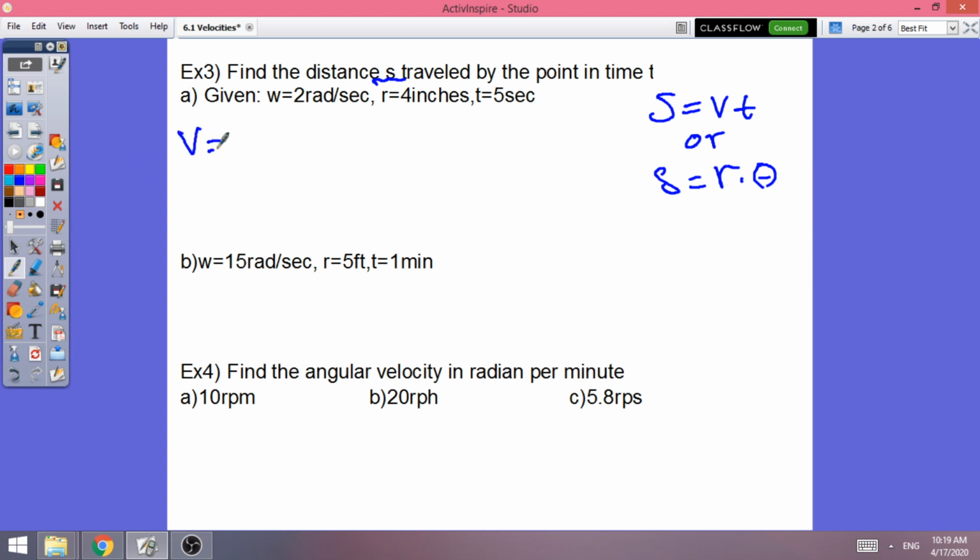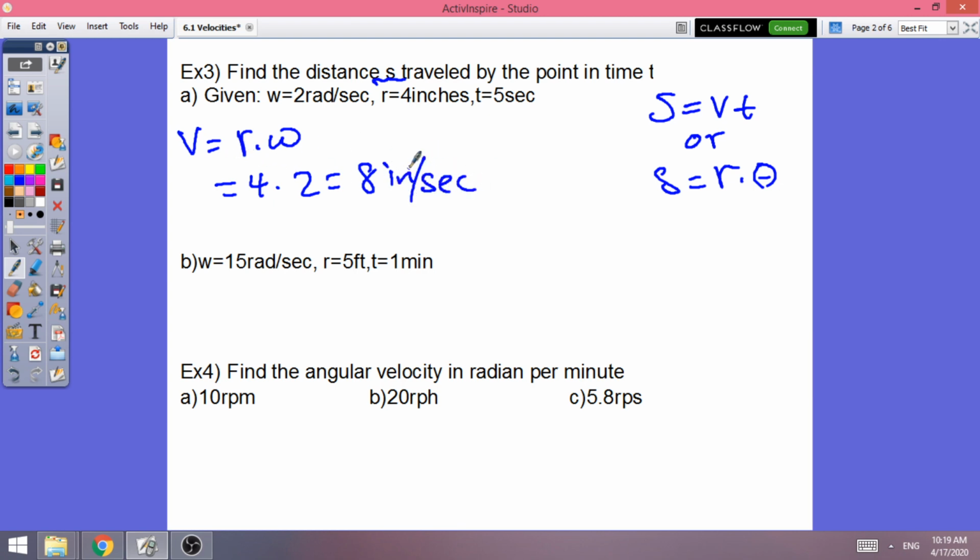So using the relationship of the linear velocity and angular velocity, V equals R times W, the third formula, the one that we showed the proof for today. So radius is 4 inches, and W is 2 radians per second. Multiply this together, and we get the linear velocity, which is 8 inches per second.